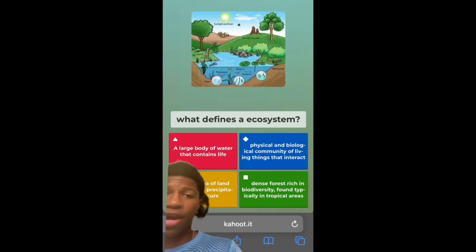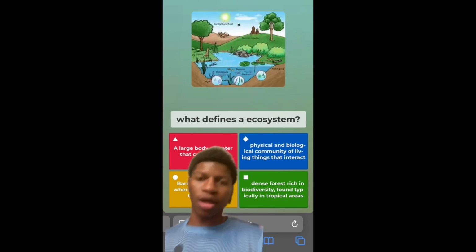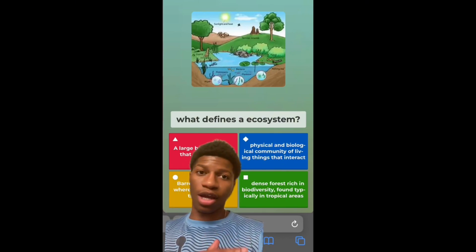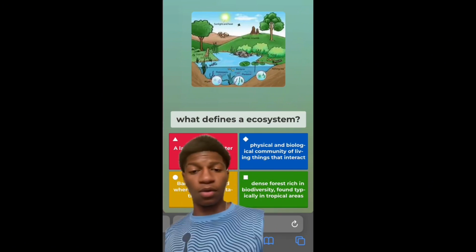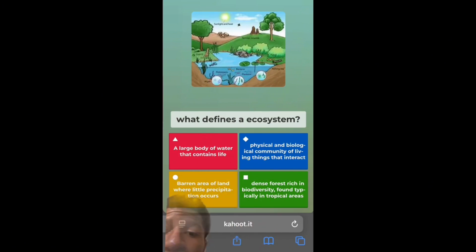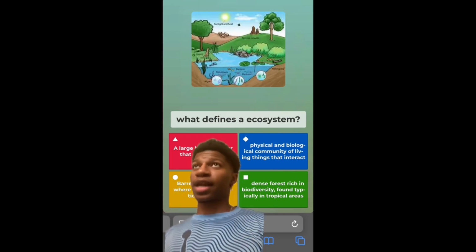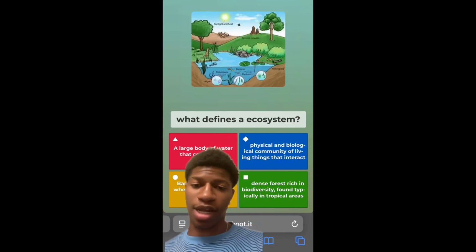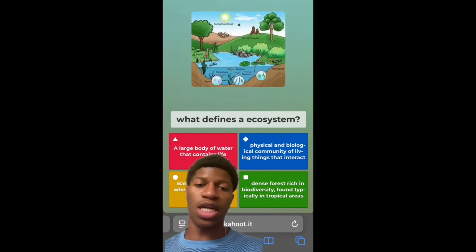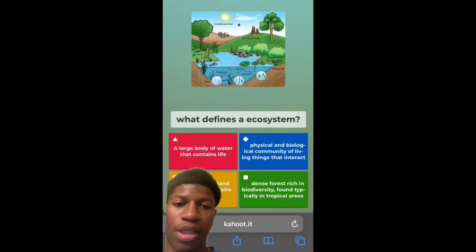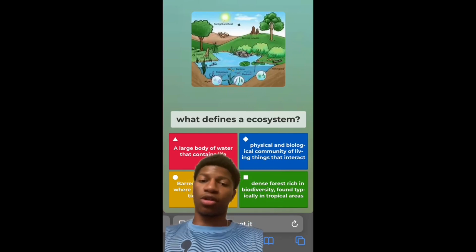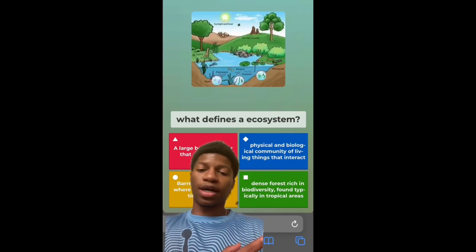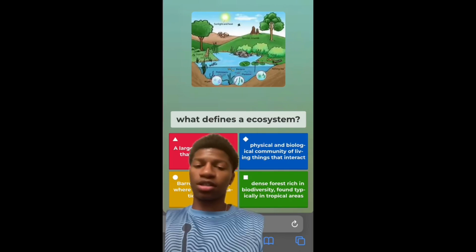With our first question, we have, what defines an ecosystem? A large body of water that contains life, we can go ahead and X that out. Physical and biological community of living things that interact, we can consider that one. Barren areas of land where little to no precipitation occurs, we can X that out again because that is a form of ecosystem, not an official definition of ecosystem. And a dense forest rich in biodiversity found typically in tropical areas, again, another form of an ecosystem, not the official definition. So the correct answer would be blue because that defines what an ecosystem is.